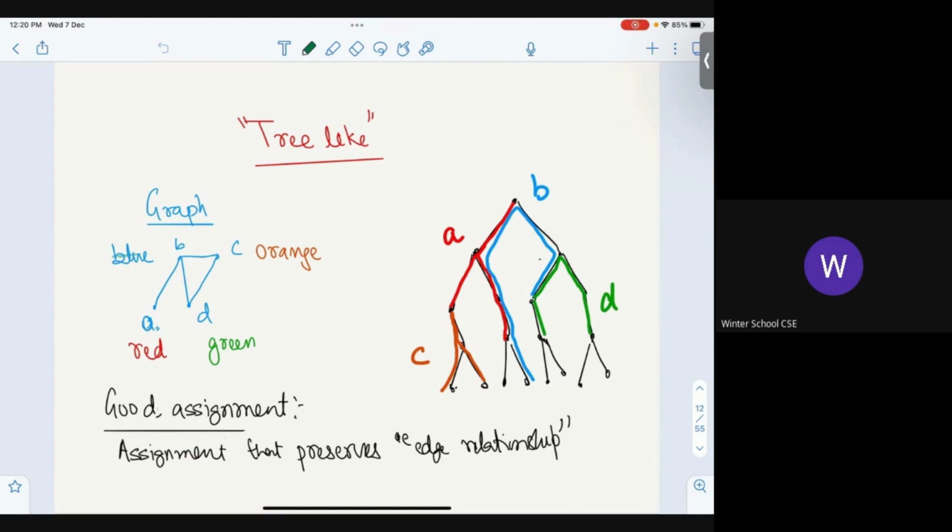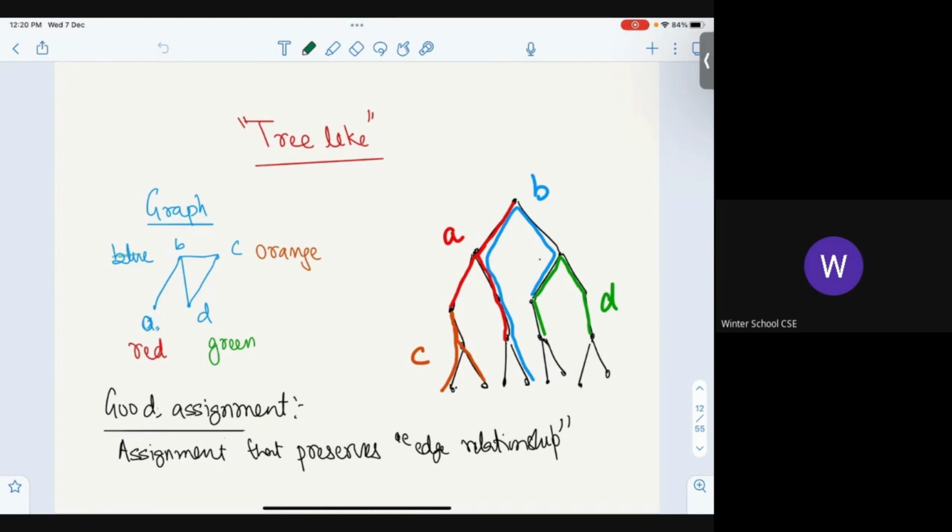So let me define what a good assignment means. A good assignment means that it preserves edge relationship. What do I mean by preserving edge relationship? If I just allow you to draw whatever you like, you could have taken this vertex and drawn the whole tree, and for the other vertex, drawn the whole tree. What's the big deal about it?